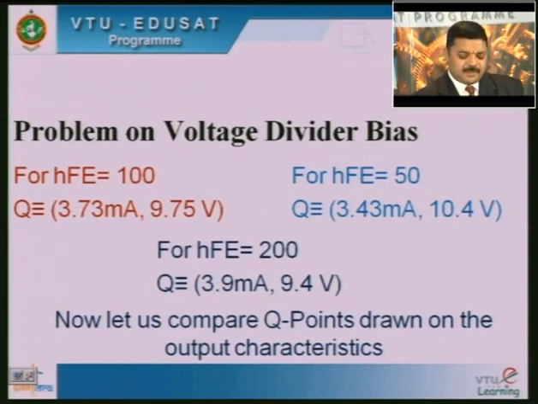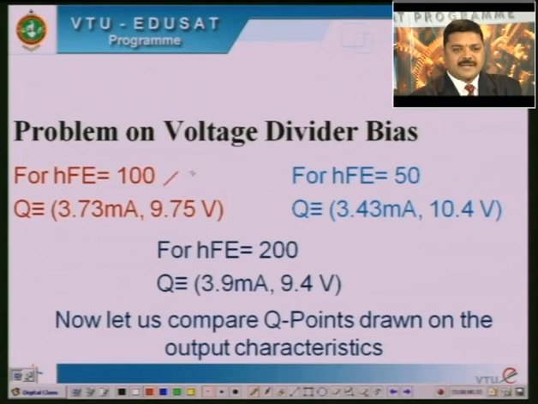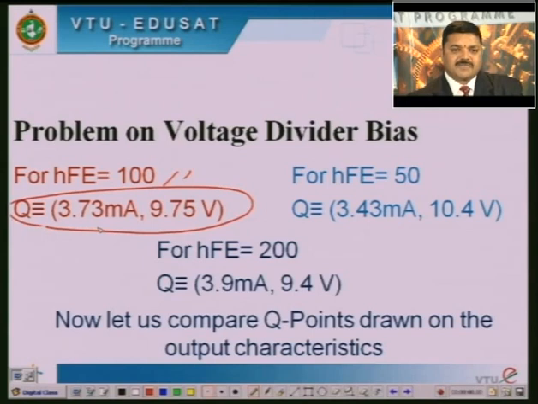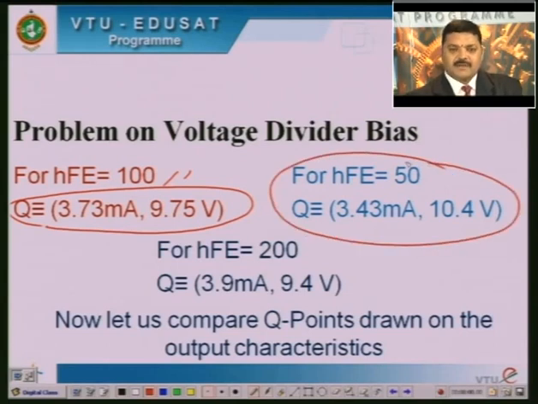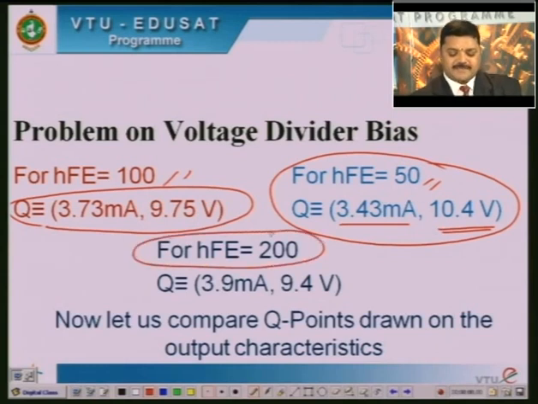For HFE equal to 100, we got the operating point Q as 3.73 milliamps, 9.75 volts. Similarly, for HFE equal to 50, we found the operating point as 3.43 milliamps, and the VCE was found to be 10.4 volts. So, the operating point for HFE equal to 50 is 3.43 milliamps, 10.4 volts. Similarly, for HFE equal to 200, the operating point was found to be 3.9 milliamps, 9.4 volts.